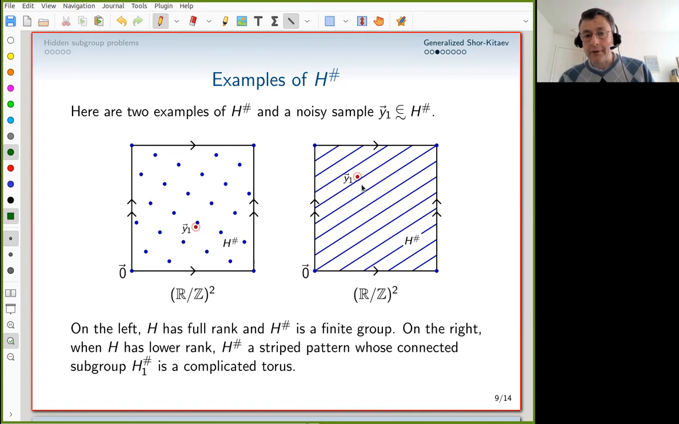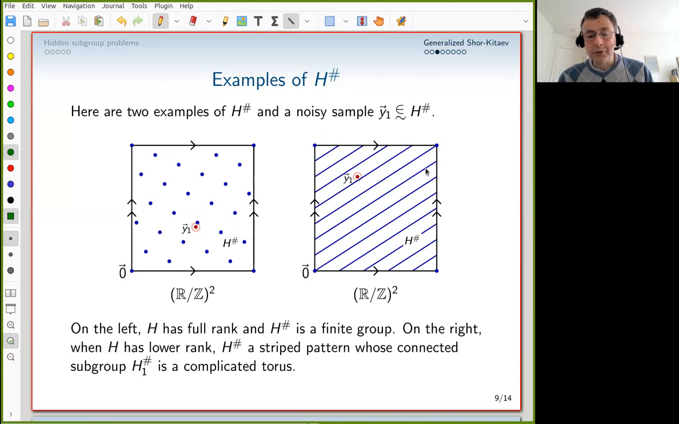But for instance, it's interesting, if H is its own rational closure, so that H sharp is equal to H1 sharp, it may happen that H sharp is even just connected. So if you knew the slopes of these lines, you would just know the hidden subgroup immediately. And it actually turns out to be circular to ask for these slopes to try to figure out how to remove the noise from Y1.